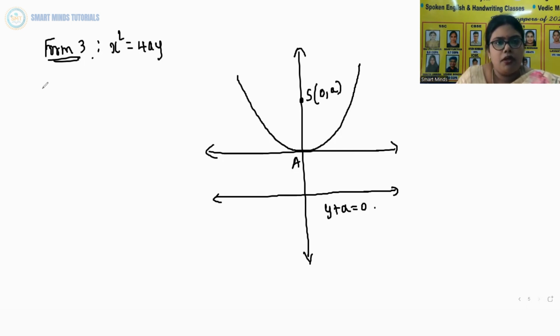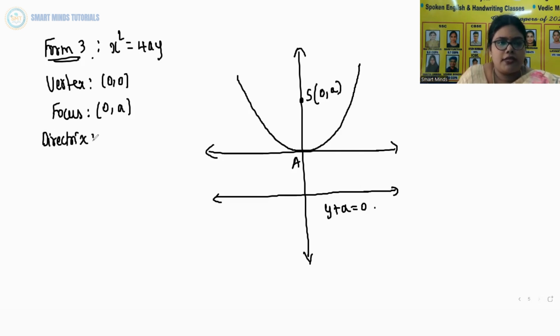So let's write the form. Form 3: x square equals 4ay. The vertex will be 0 comma 0, the focus is 0 comma a, the directrix is y plus a is equal to 0, and the axis is x is equal to 0. Why is it x is equal to 0? Because x is equal to 0 is the equation of the y-axis, and the y-axis is dividing the parabola into two equal parts. That is why the equation of the axis is x is equal to 0.